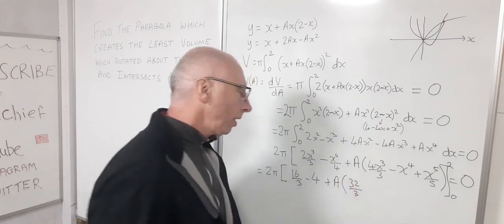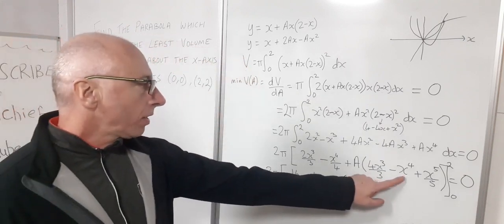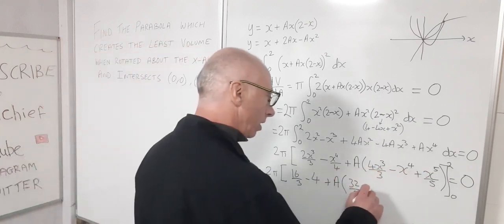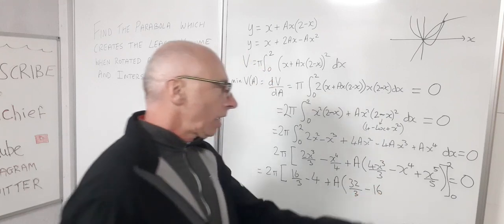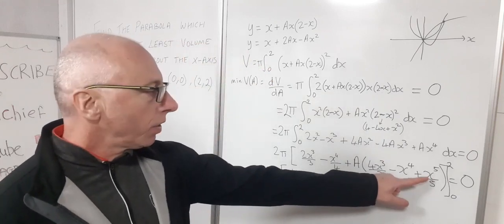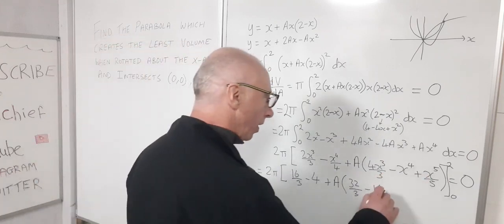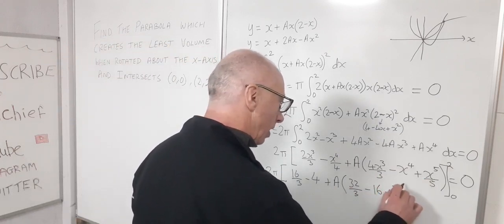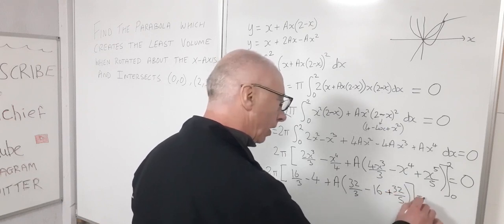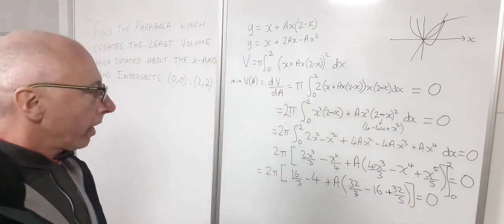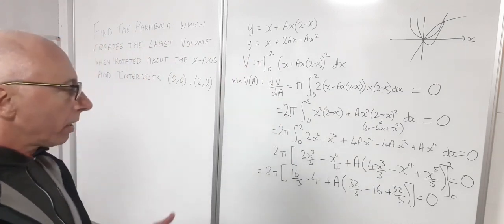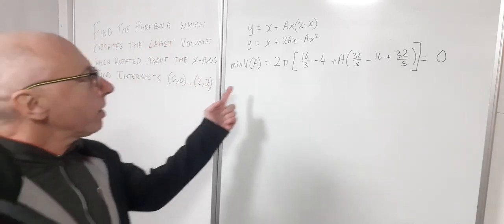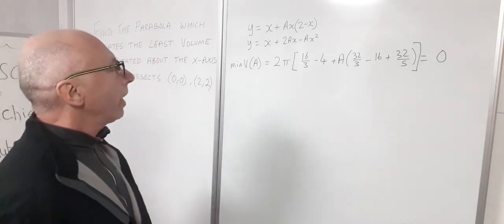So that takes care of that one. This one we've got x to the 4 when x is 2, so that's just going to give me 16, so minus 16. And then x to the 5 over 5, well, 2 to the 5 is 32, so that's plus 32 over 5. Okay, and then all of that equals 0. Okay, right, let's bring this up the top and solve for our A. Let's just simplify this off and see if we can find our A value.